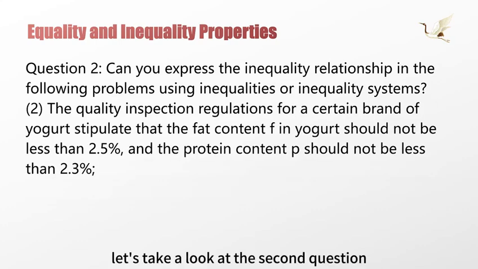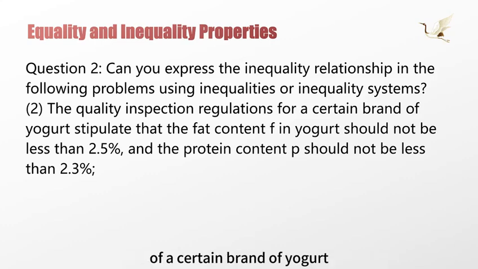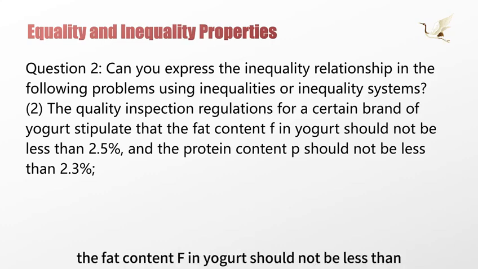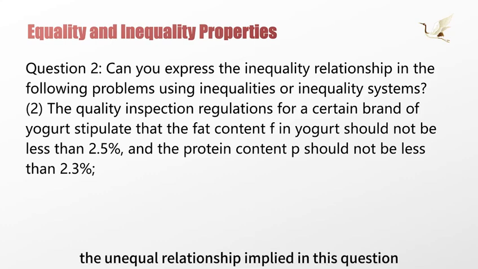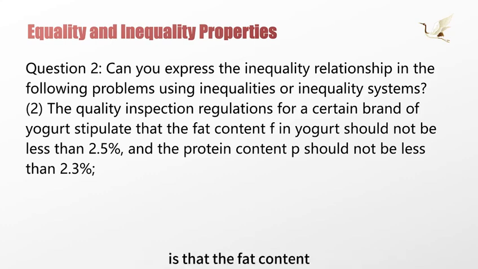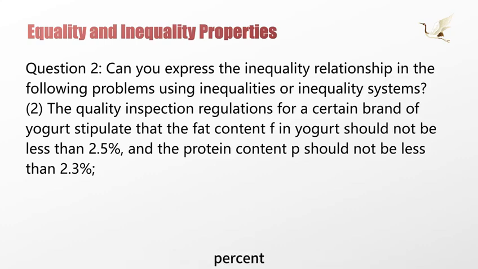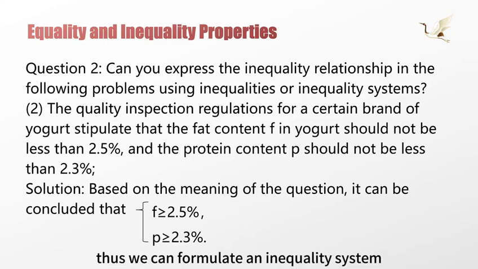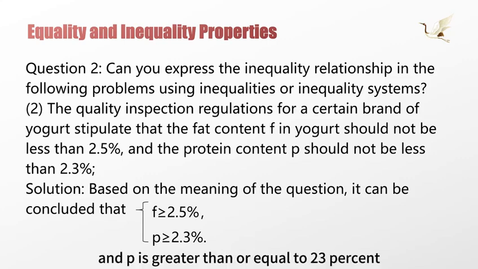Let's take a look at the second question. According to the quality inspection regulations of a certain brand of yogurt, the fat content F in yogurt should not be less than 2.5%, and the protein content P should not be less than 2.3%. The unequal relationship implied in this question is that the fat content F should not be less than 2.5%, and the protein content P should not be less than 2.3%. Thus, we can formulate an inequality system where F ≥ 2.5% and P ≥ 2.3%.